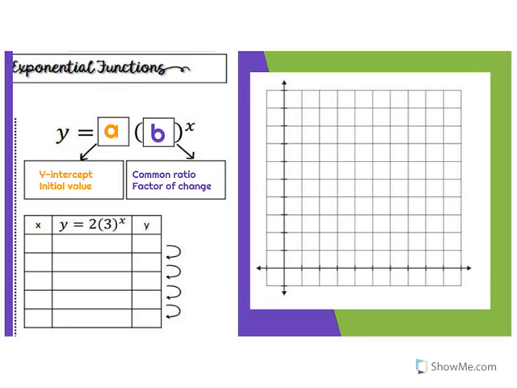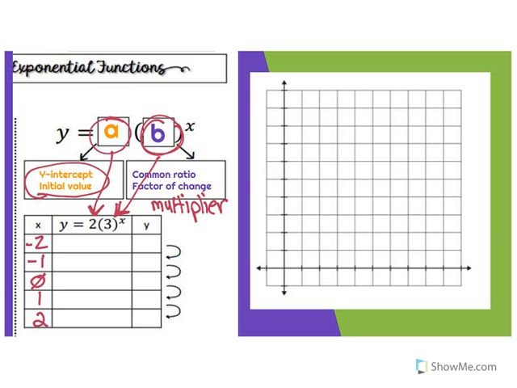So remember that the a is our initial value or our y-intercept. Okay, so in this case, a is our 2. Our b is our common ratio, factor of change. I also most often call it the multiplier, okay, because we're multiplying or dividing, but really when we're dividing, we're multiplying by a fraction. So we're multiplying. And that in this case is our 3. So how do we do this? Well, we pick some x's. For right now, we're going to pick the x's -2, -1, 0, 1, and 2.